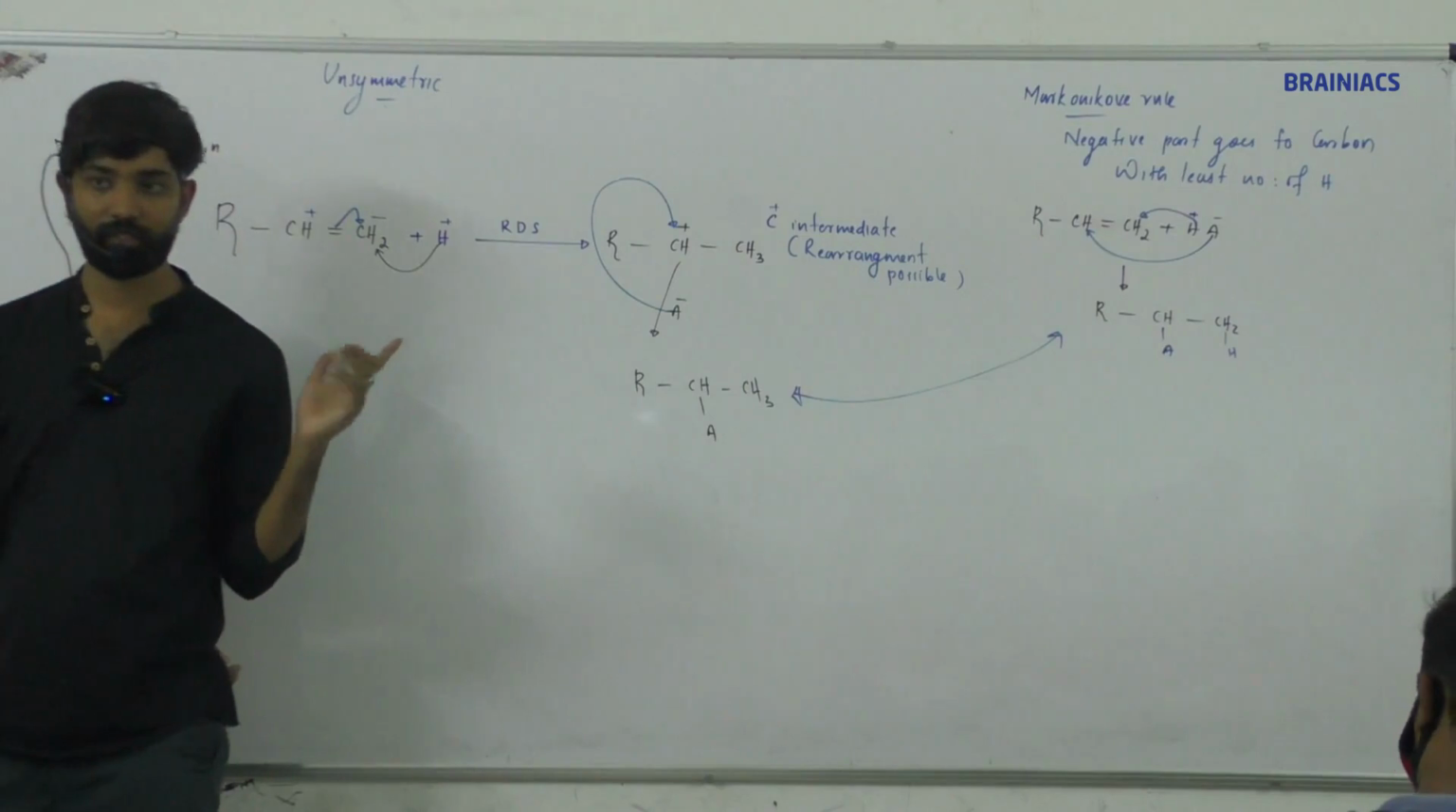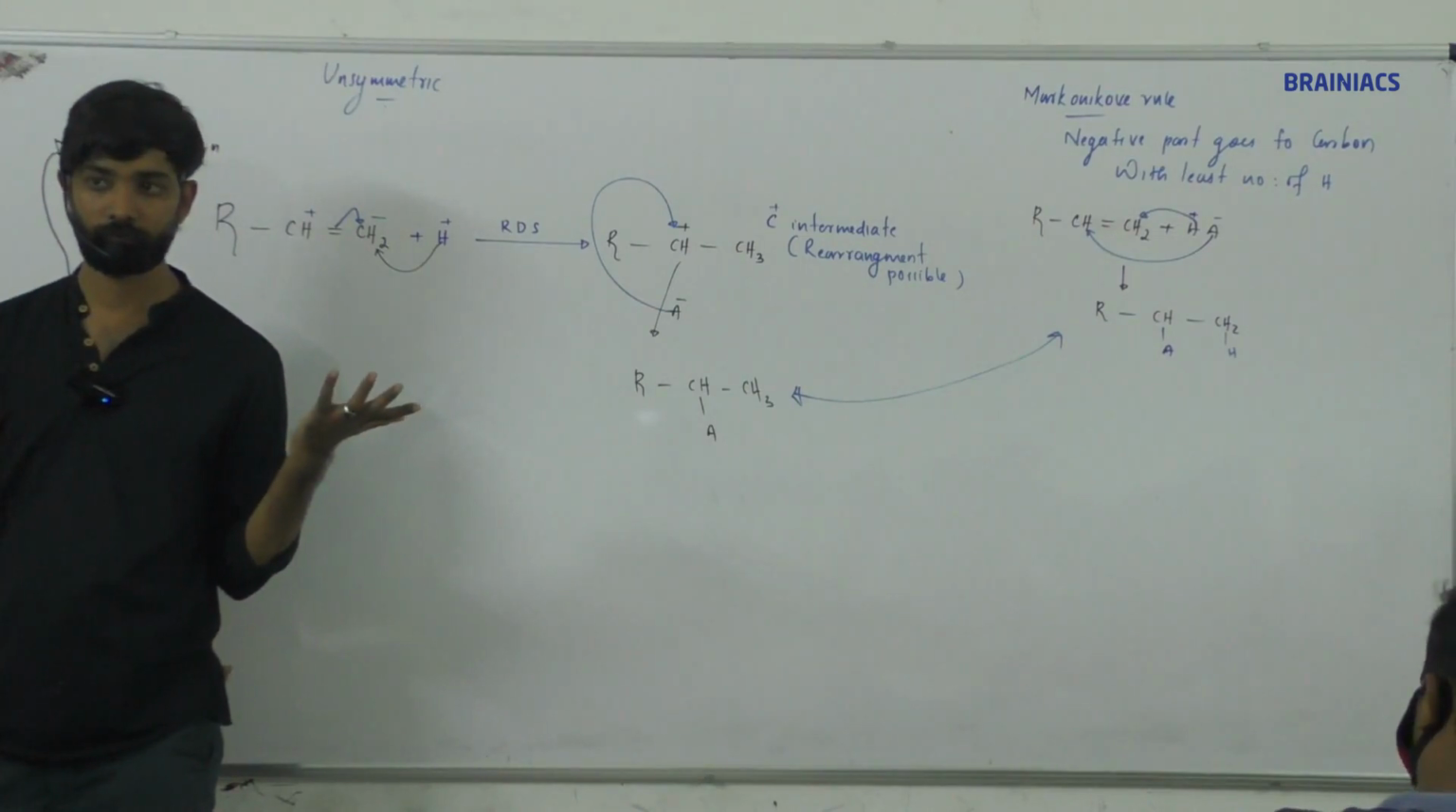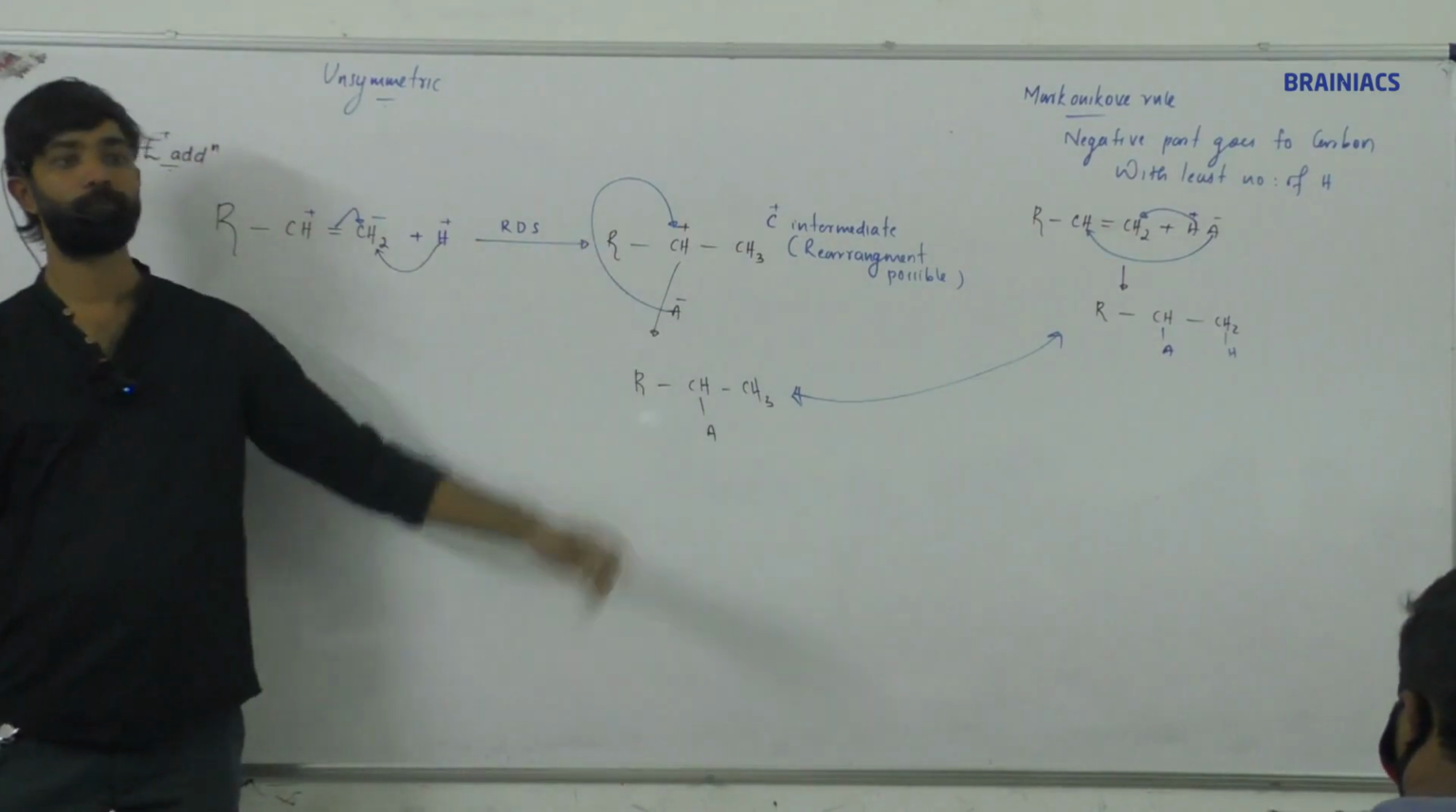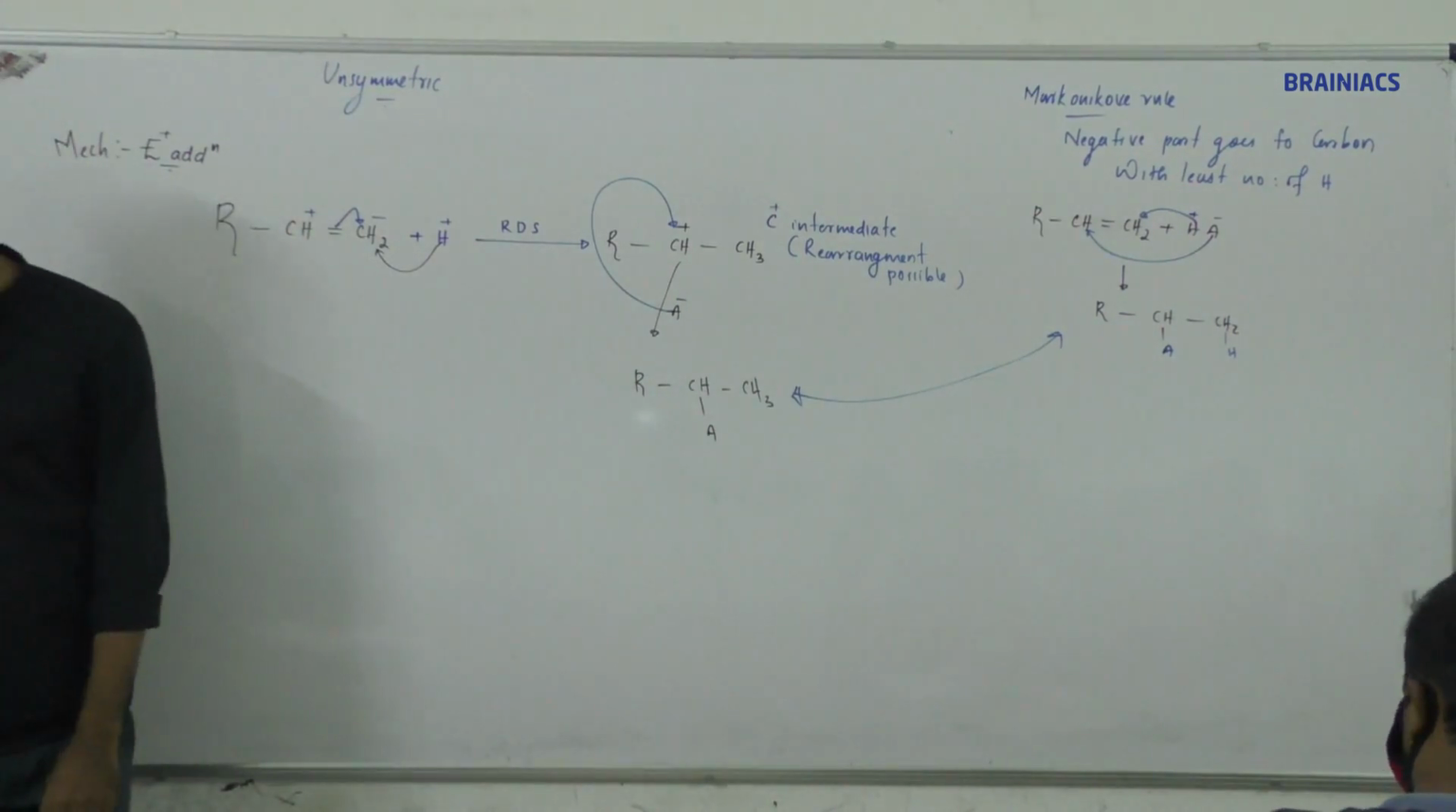So the rate of this reaction depends on what? Degree of carbocation formed. Okay, because that is the RDS.